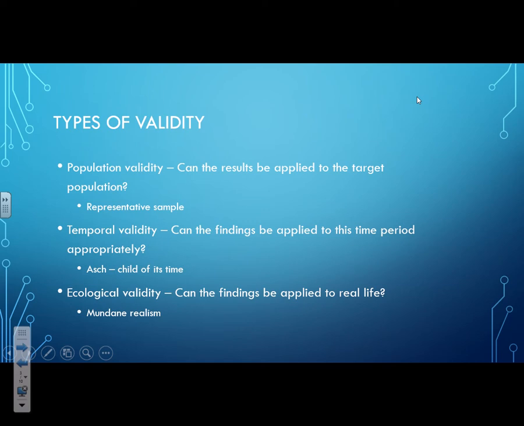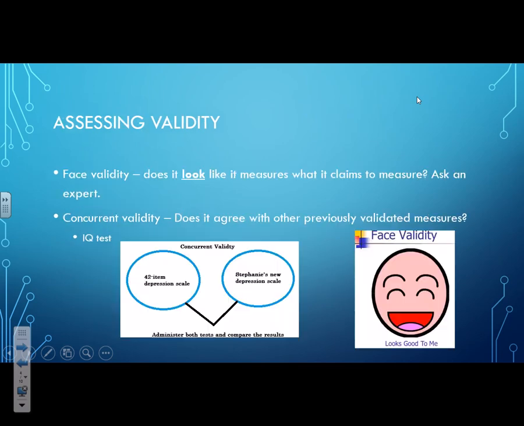So memorising words off a board and recalling them, that is an artificial task. Sitting in a lab is an artificial environment. Memorising a shopping list and then going to a supermarket are a natural task and a natural environment. So they would be high in everyday realism and would have ecological validity.